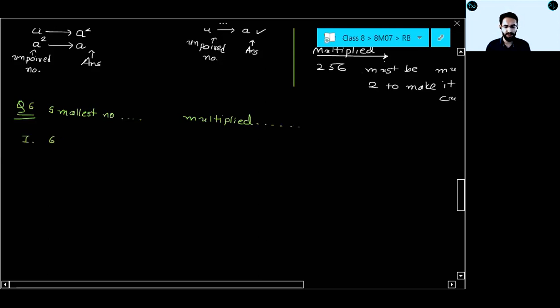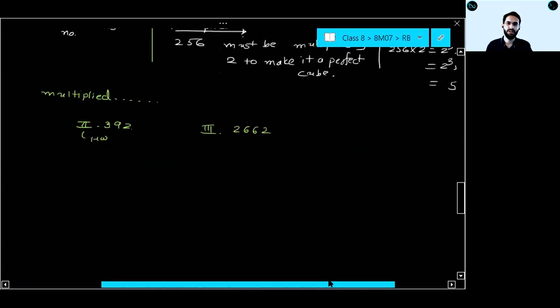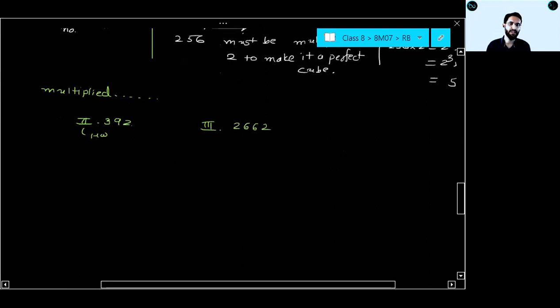There are 3 questions: 675, 392 and 2662. I'll show you the biggest one, 2662. The remaining 2 you can do from homework, because these 2 are small questions. Okay, so let me show you this 2662.